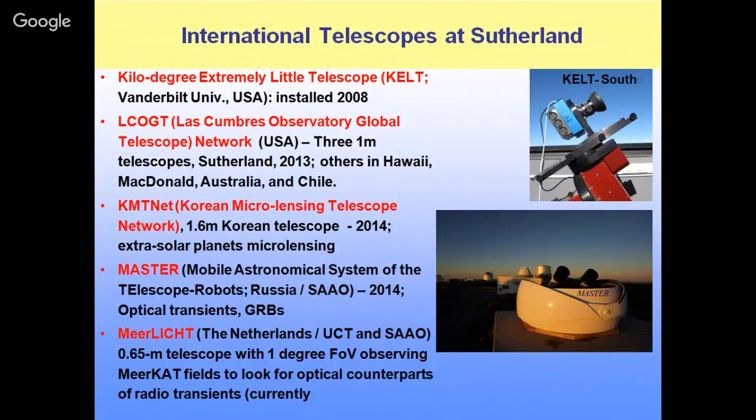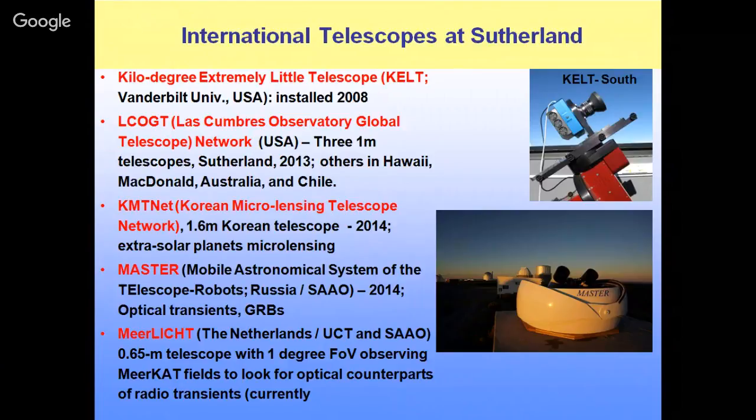And of course, at the end of 2014, we established the MASTER facility, the first MASTER-2 network, or part of the network, in the Southern Hemisphere. Later this year, we should begin operating MIRLIT, another transient detection telescope, a 0.65 meter telescope, designed to look for optical counterparts of radio transients coming from MeerKAT.